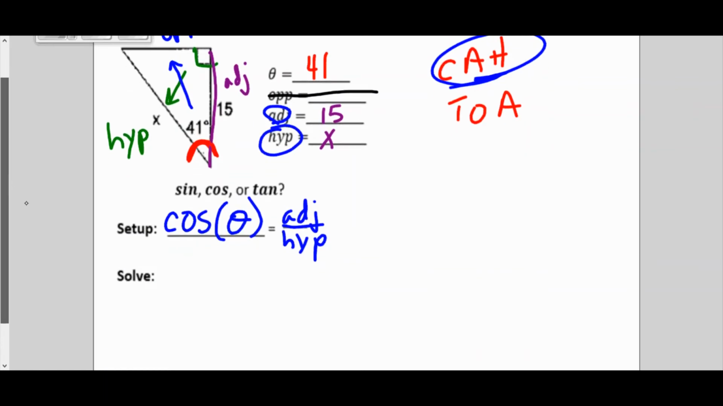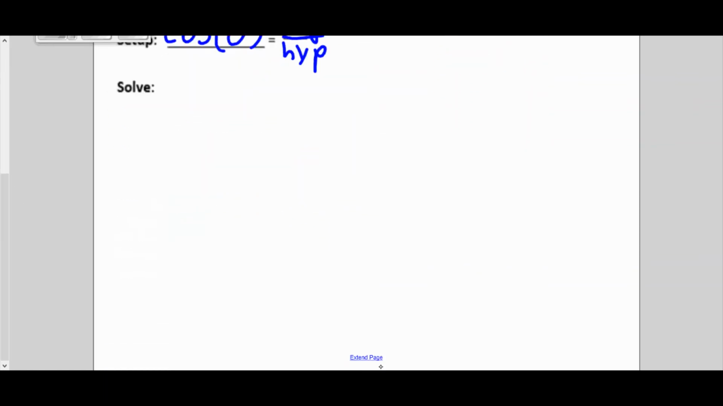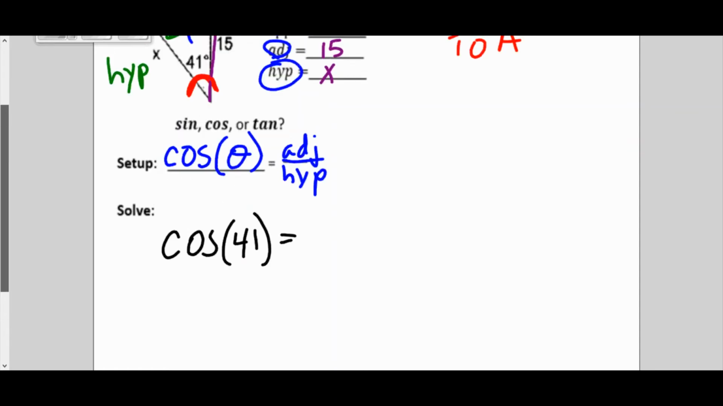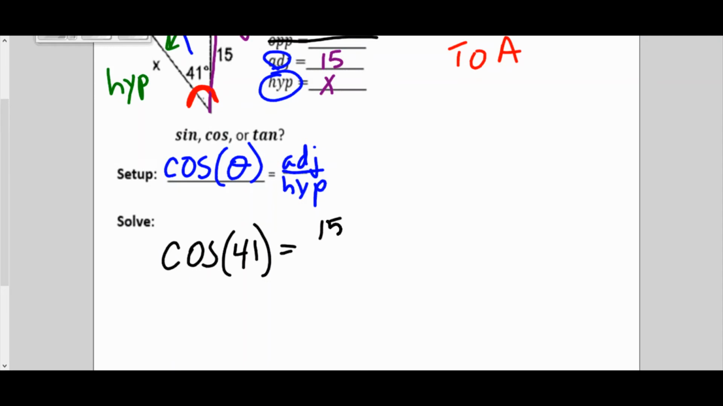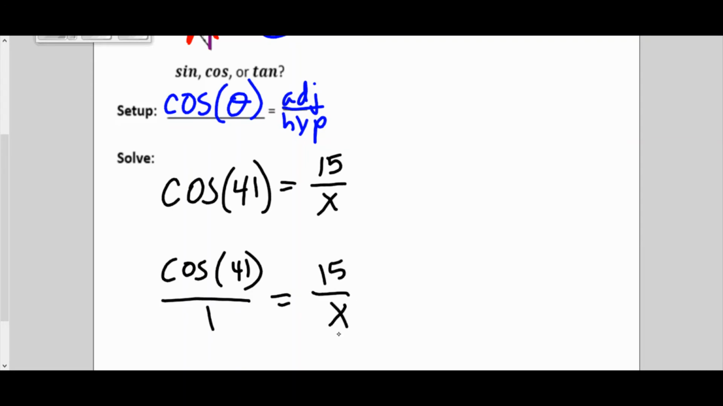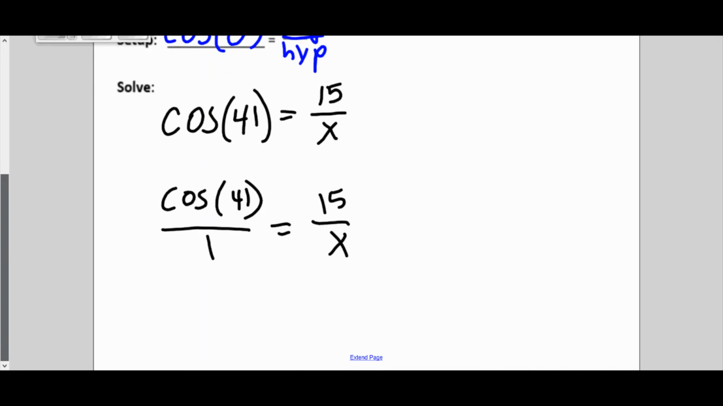And then I'm just going to plug in my values. So I'm going to say the cosine of 41 equals, what was my adjacent? It was 15 divided by x. So the best way that I could think to solve this one is to think of this as a proportion. So think of this as the cosine of 41 divided by 1 equals 15 divided by x. This will probably be the easiest way to think of solving this one.